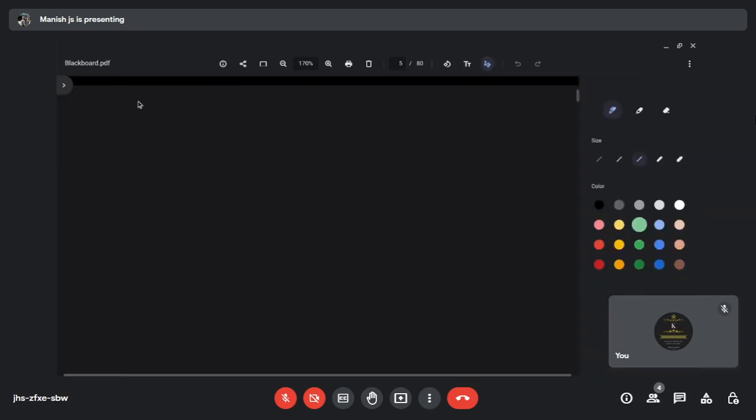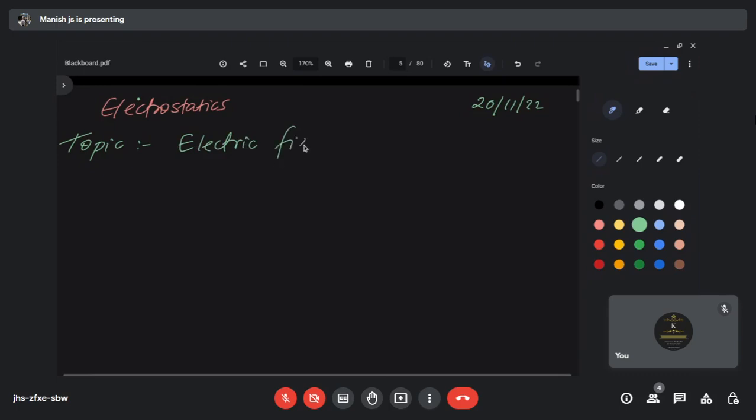Let me put the heading. So today is 20th of November. So the chapter heading is electrostatics, as you said. And the topic for today is electric field at different points. Electric field, first we'll see at an equatorial point. So the topic is electric field.